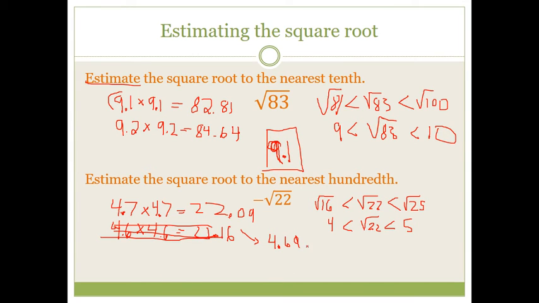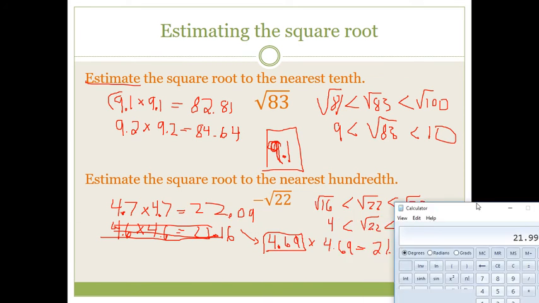And when I multiply 4.69 times its own self, I get the answer 21.99, 9961 is actually what I get. Oh wow, that is really, really close to 22. So now I know that if I'm estimating the square root of 22 to the nearest hundredth, two places after the decimal, it is 4.69.